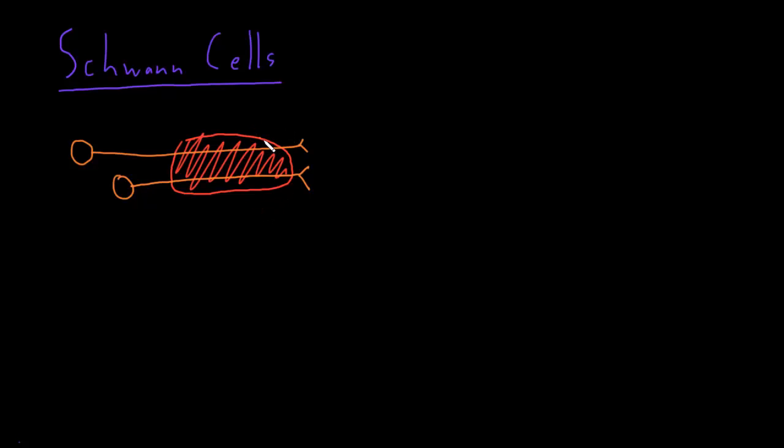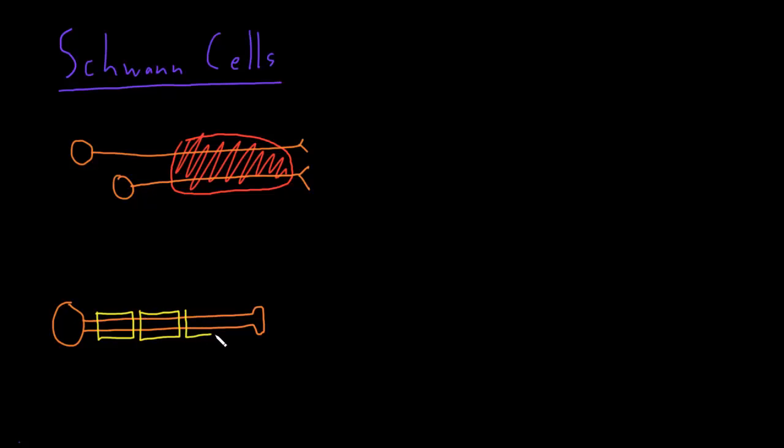They do provide some support to these small diameter peripheral neuron axons, but they don't myelinate them, so they're non-myelinating Schwann cells. Now, peripheral neurons that have a larger axon, let me draw this one with a little larger axon, usually have a myelin sheath. And just like in the central nervous system, there'll be a sheath going all the way down the axon that's regularly interrupted by these little gaps called the nodes of Ranvier.